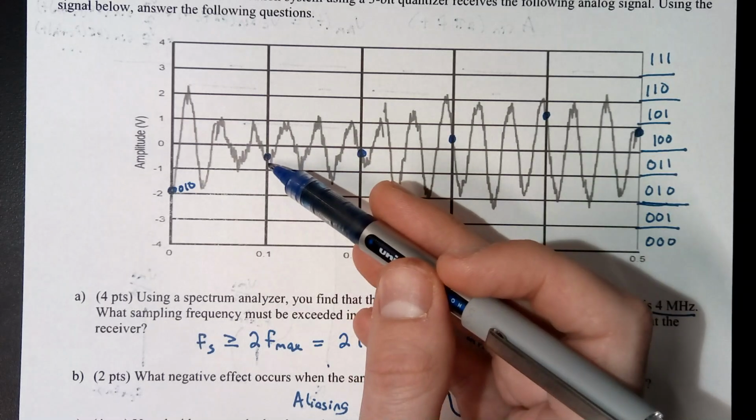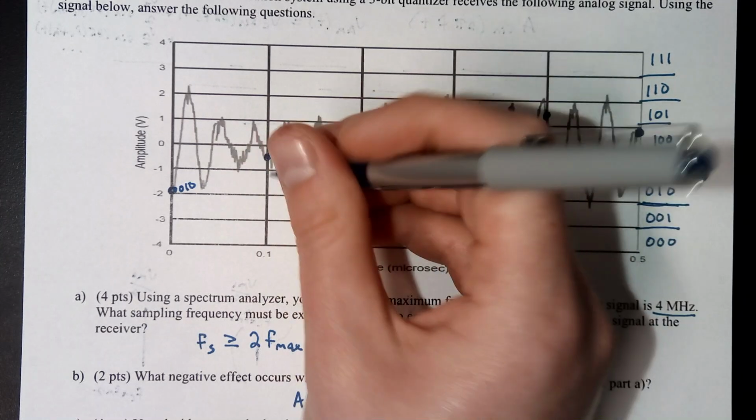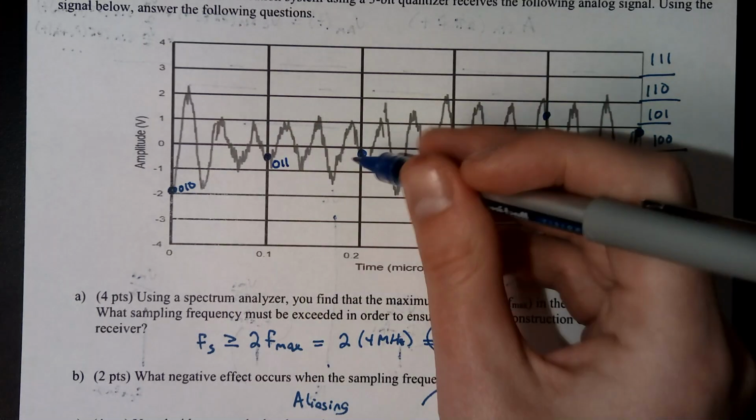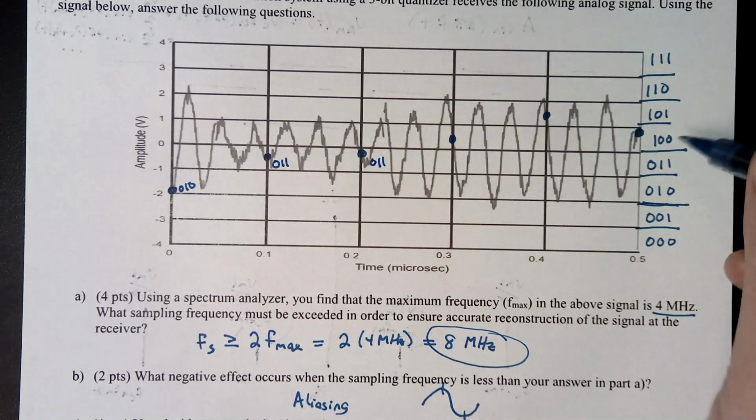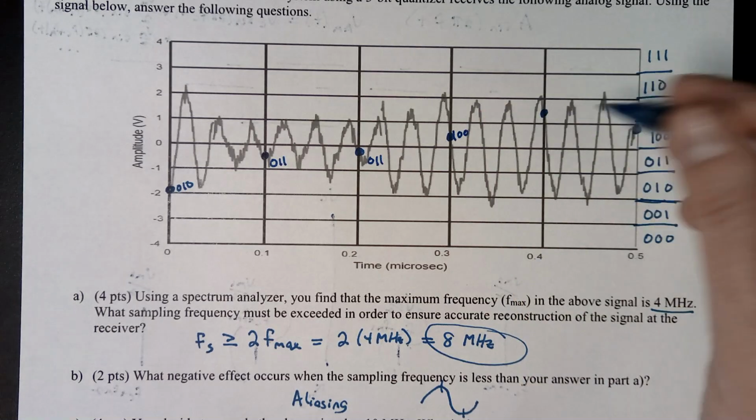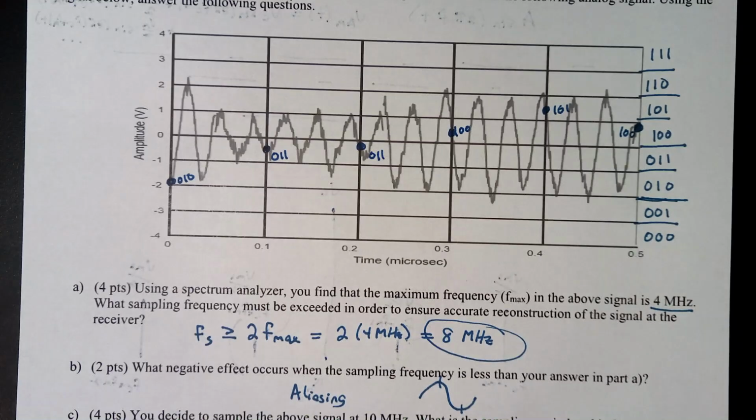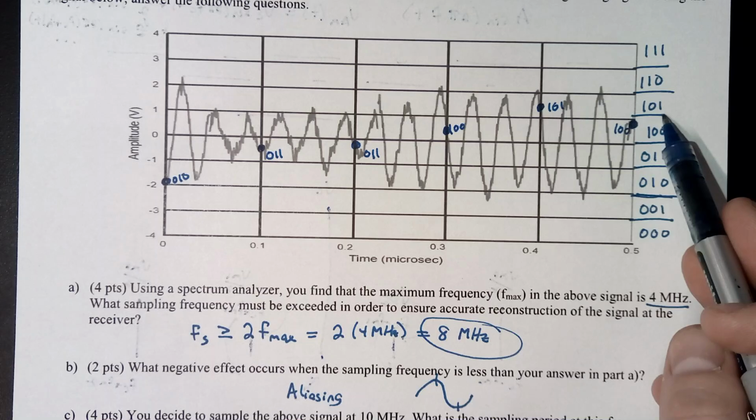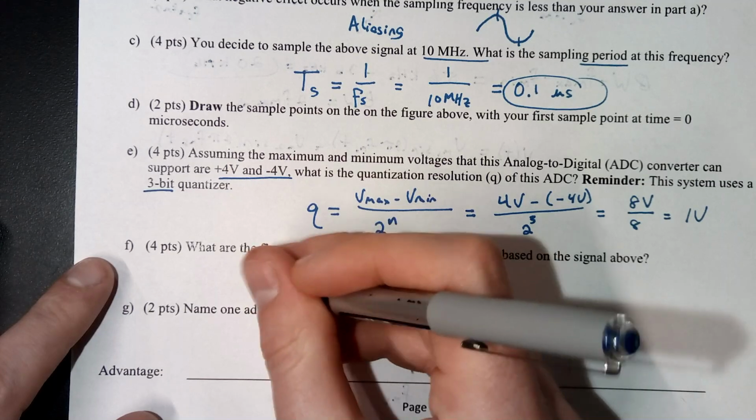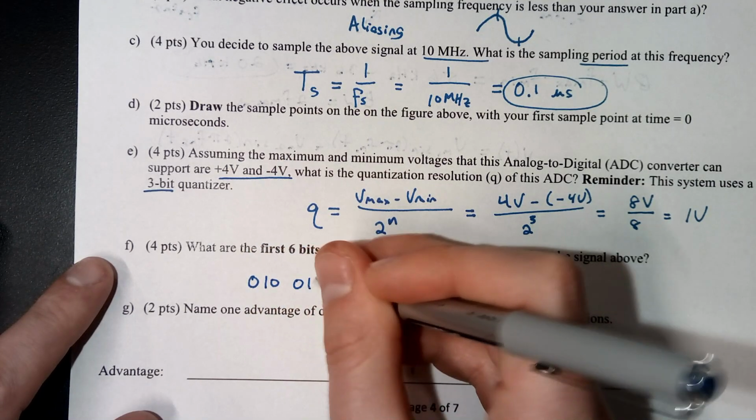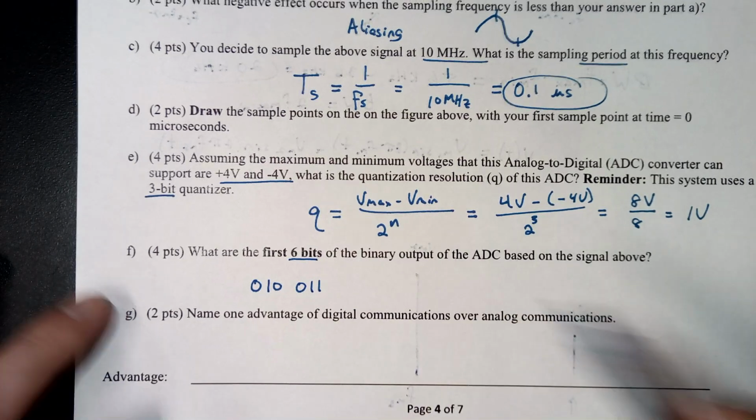Our next sample point is here, so our value is going to be 011. I'll work through the rest of them, so 011 for the next one, 100 for this one, 101 for this one, and then 100 for the last point. So again, it's just find the point, find which quadrant it's in, and that's the value. So our answer for this would just be those first 2 points, which were 010 011, since it just wants 6 bits.